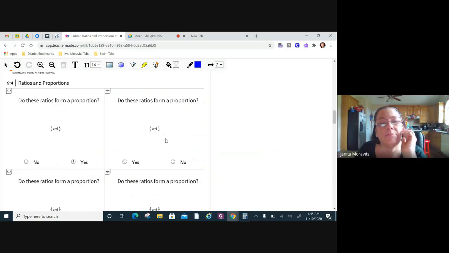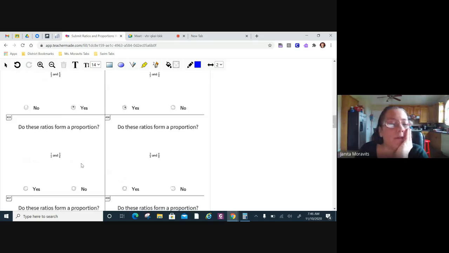Let's look at this one. 1 times 4 is 4. 2 times 2 is 4. All right, so we get the same number when we cross multiply. That means that these two are equivalent. And if they are equivalent, that makes them a proportion.